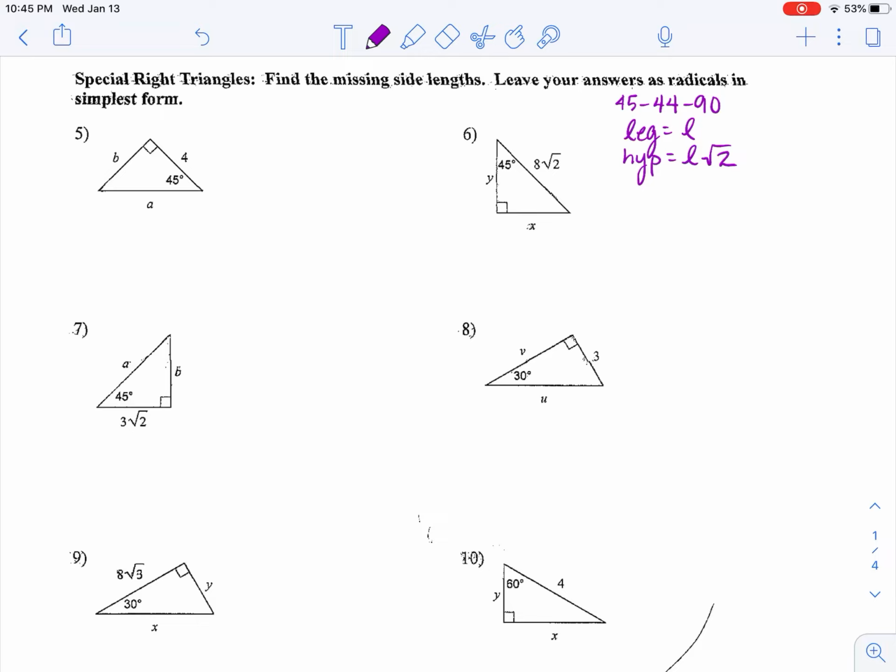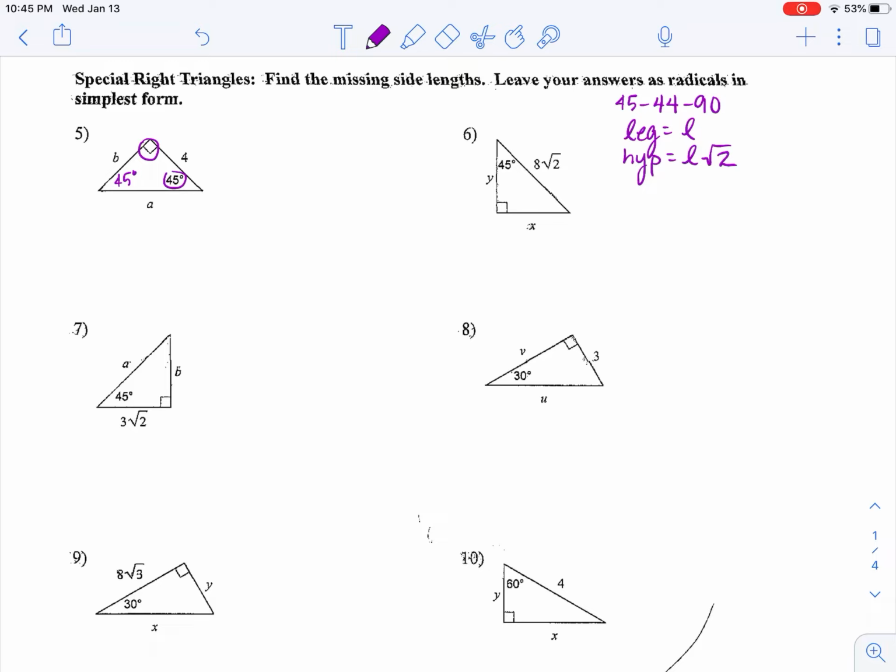And so if we look at the first 3 problems, and again, I'm only going to do 1 or 2 of them, we see that we have a single 45. So let's look at number 5. We have a single 45 and we have a 90, right? And so triangles always make 180 degrees. So even though I don't see it, that must mean there's another 45 there. And so I have to figure out what are the legs versus what's the hypotenuse.